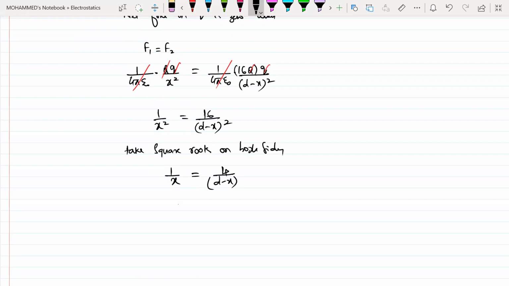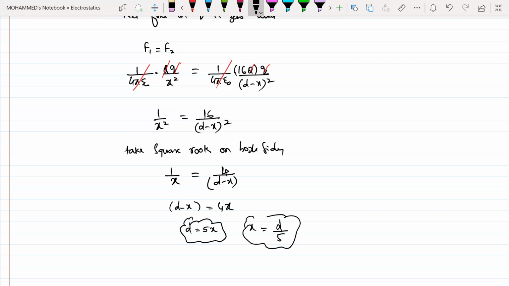So d minus x will be equal to 4 times x. Minus x goes to the other side, this will become 5 times x. That means the x value will become d by 5. x is equal to d by 5, from which charge? From capital Q.